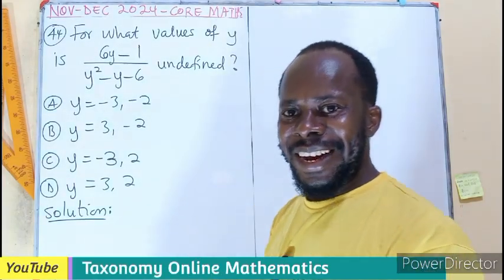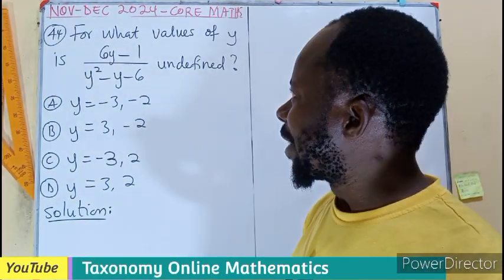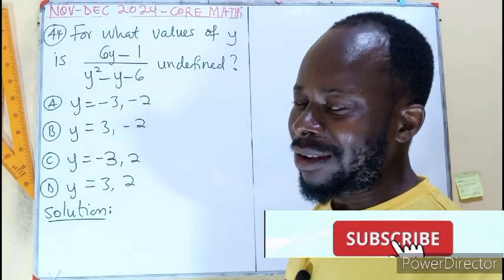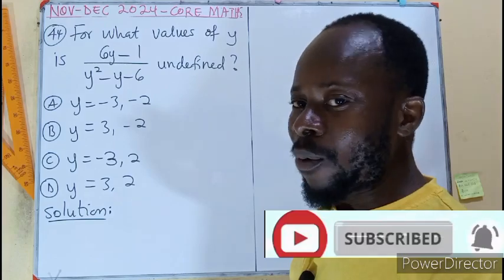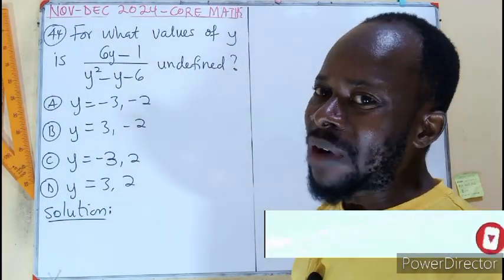Hello, welcome. Let's tackle this question on algebraic fraction NOV-DEC 2024. For what values of y is (6y minus 1) all divided by (y squared minus y minus 6) undefined?